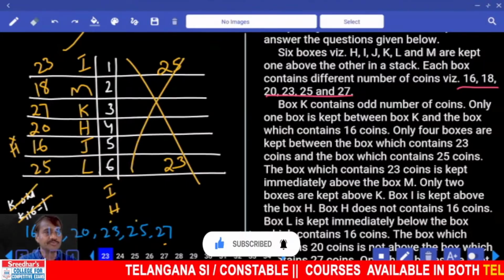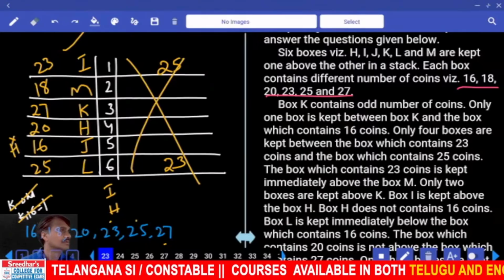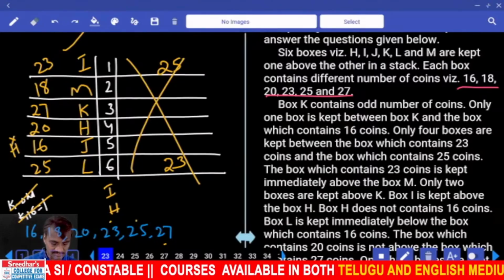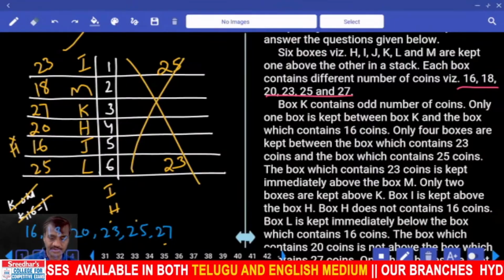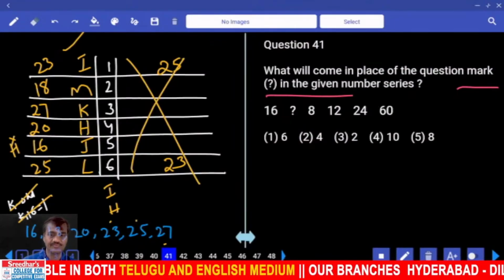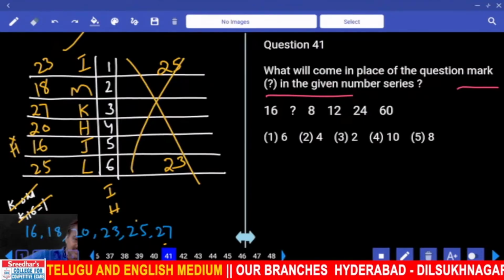Is anything left in this paper? Number series, question numbers 41 onwards, 41 to 45.